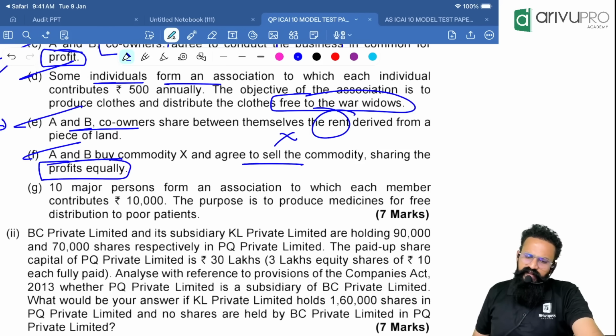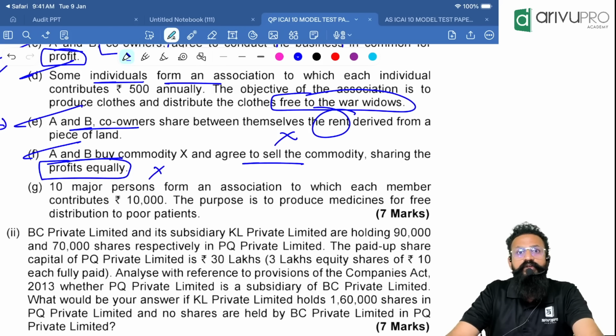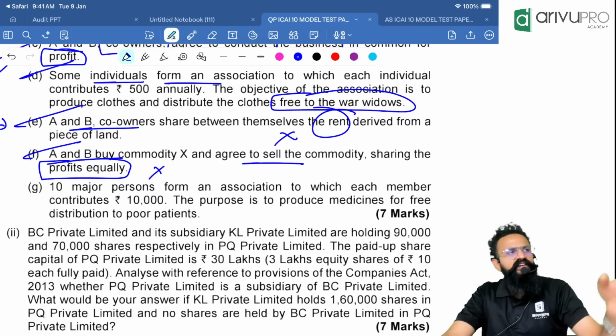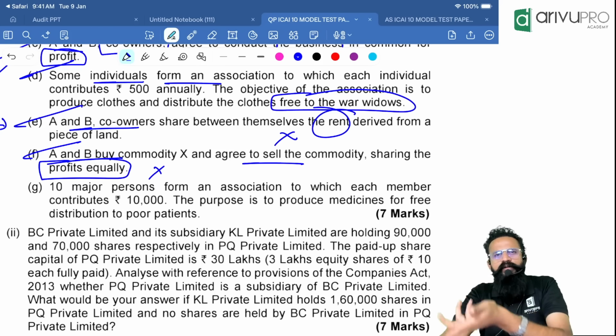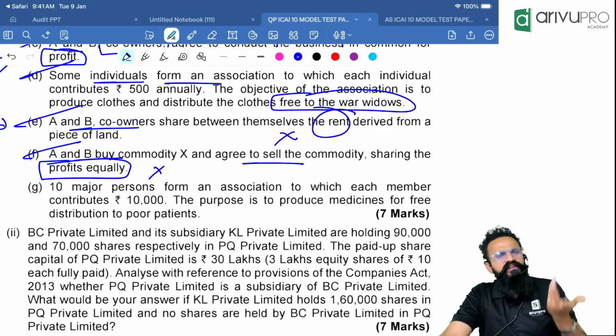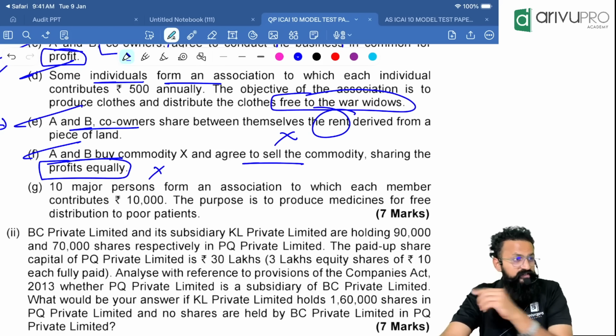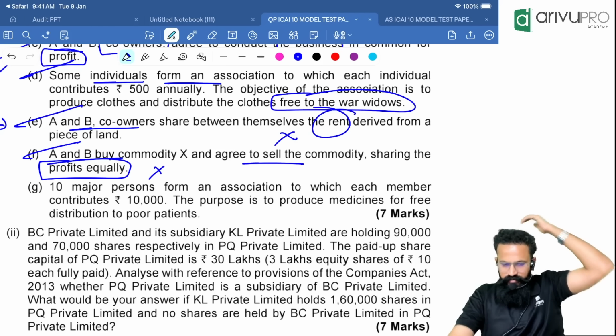A and B buy commodity X and agree to sell the commodity, sharing the profits equally. This is not a partnership. Why? There is no business. There is no agreement. There is no mutual agency. We both are buying 1 gram of gold. We are selling it at a higher price. How can this be a partnership? There is no business involved.